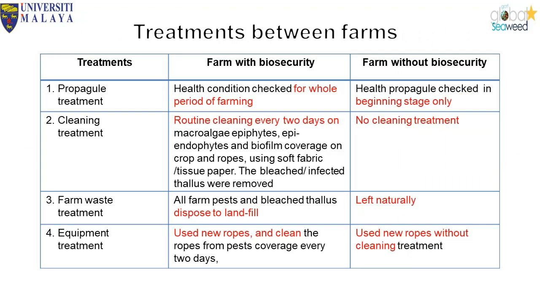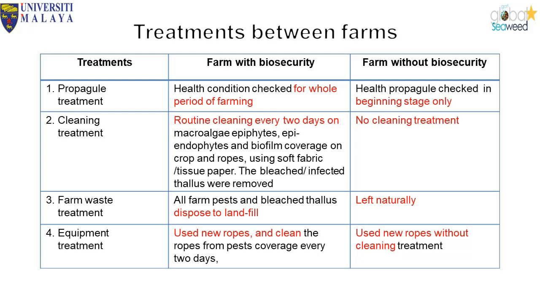Treatment between farms is shown in this table. For propagule treatment, in the farm with biosecurity, the propagule health condition was checked for the whole period of cultivation, while in the farm without biosecurity, the health check was only at the beginning stage.